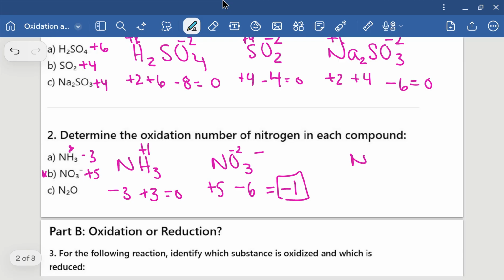And then that last one, N2O, again, oxygen is -2. This time there's only 1. We want to add to 0 because it's a neutral compound. So nitrogen would have to be +1 because there's 2 of them. That's a total of +2. And then we can add to 0. So that's a +1.